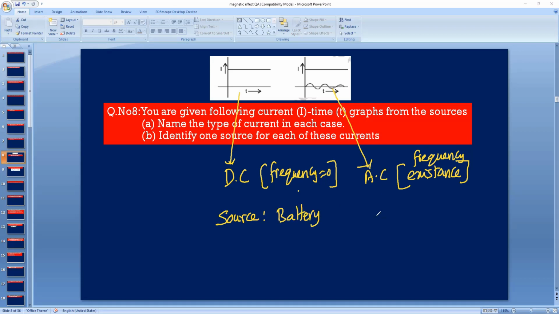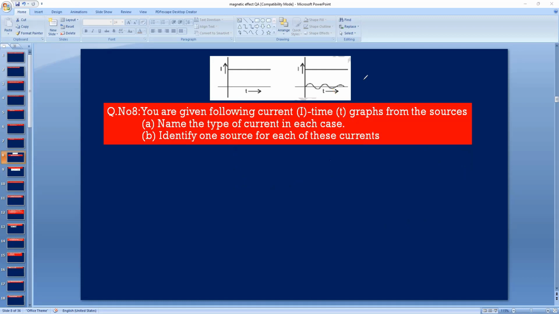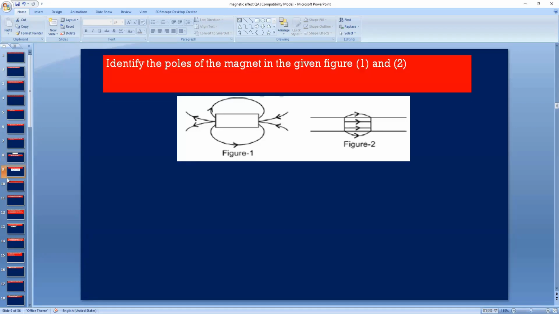AC current source is generator. This answer we have to give. Next, identify the poles of the magnet, figure 1 and figure 2.